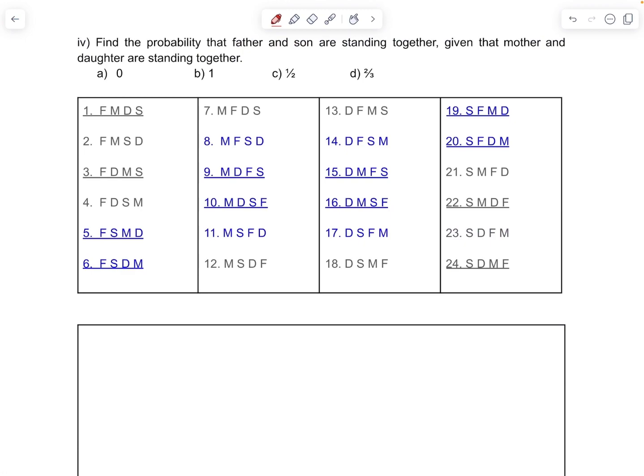Subdivision 4. Find the probability that father and son are standing together given that mother and daughter are standing together. Let A be the event where father and son are standing together, and let B be mother and daughter are standing together. N of A is 12 and N of B is also 12.